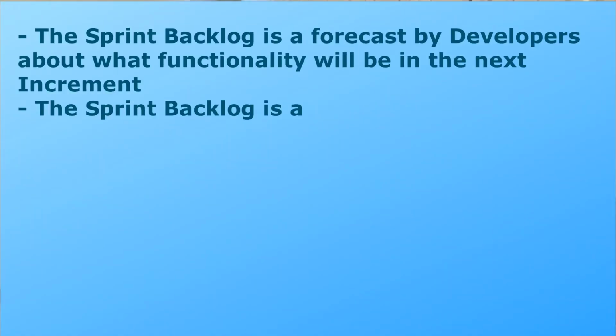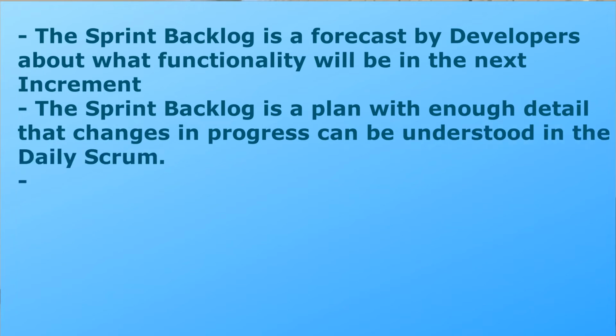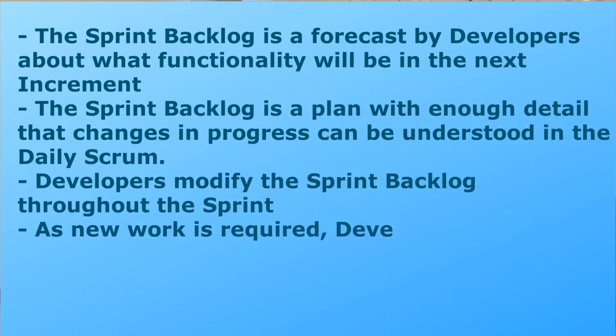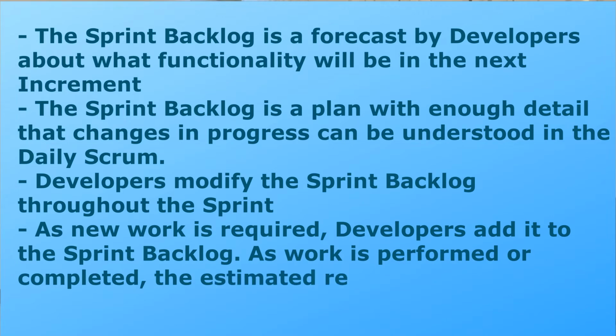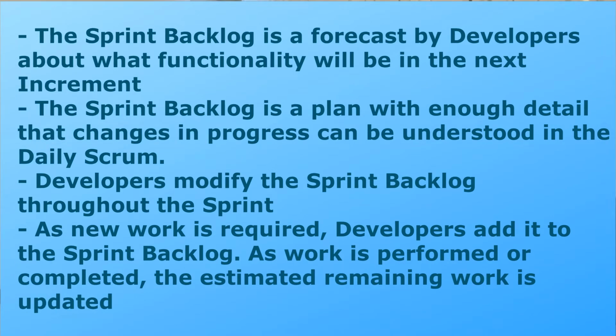So let's summarize all about the sprint backlog. The sprint backlog is a forecast by developers about what functionality will be in the next increment and the work needed to deliver that functionality. The sprint backlog is a plan with enough detail that changes in progress can be understood in the daily Scrum. Developers modify the sprint backlog throughout the sprint, and the sprint backlog emerges during the sprint. As new work is required, developers add it to the sprint backlog. As work is performed or completed, the estimated remaining work is updated.